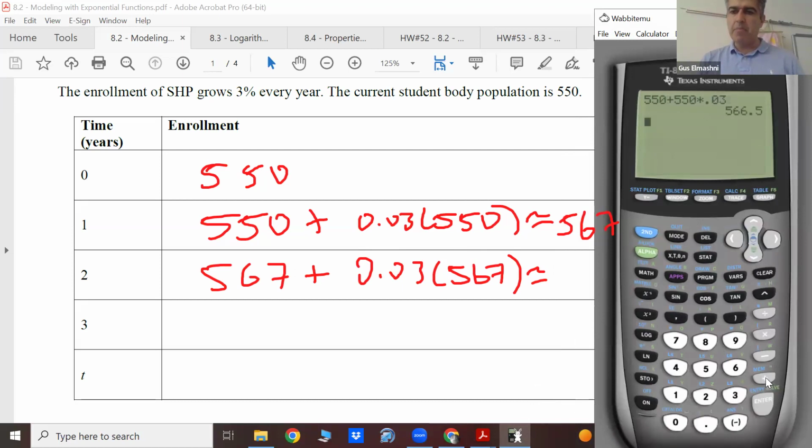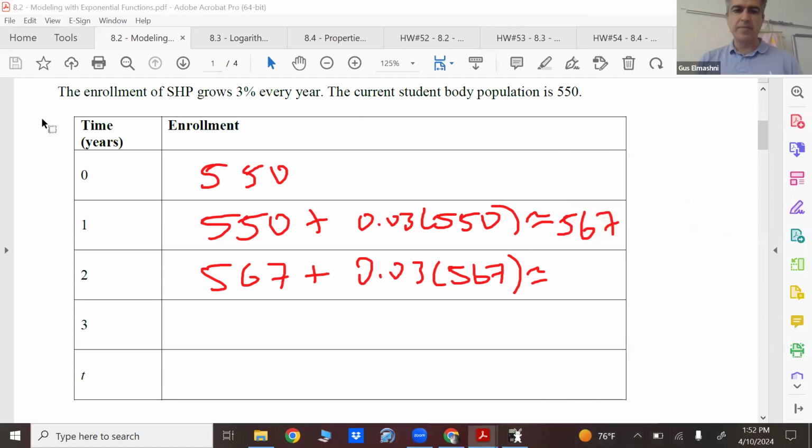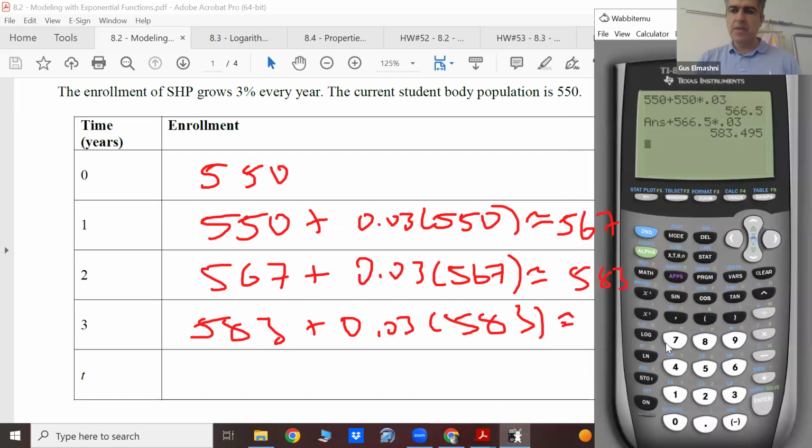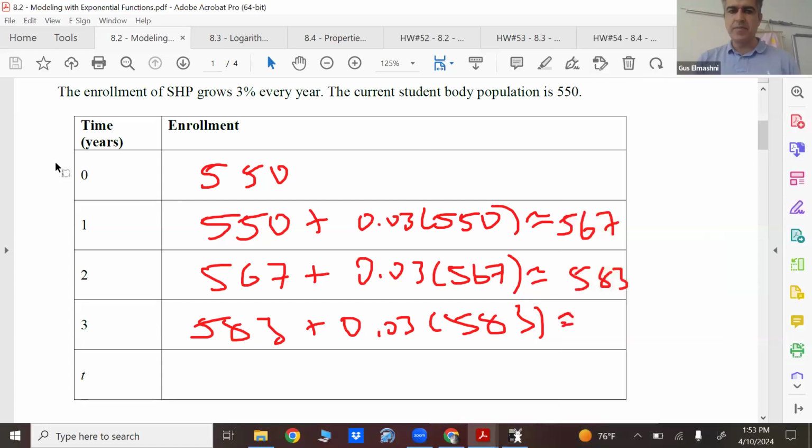Then plus that number times 0.03, because now that's an increase by 3%. Now I feel better. We'll say 583. And then 583. So you're always taking the percentage of the previous problem, or the previous output. So plus, there we go, about 601 students.